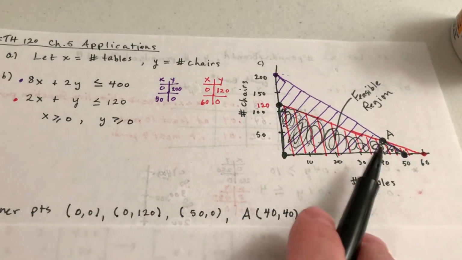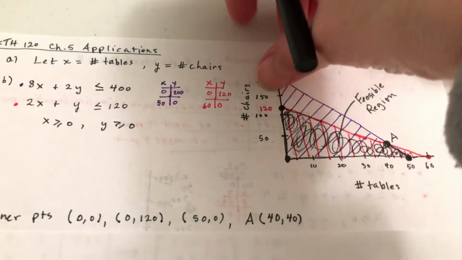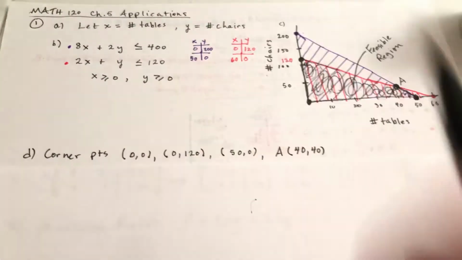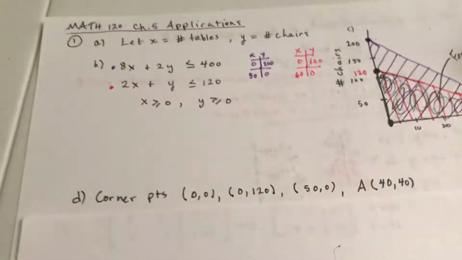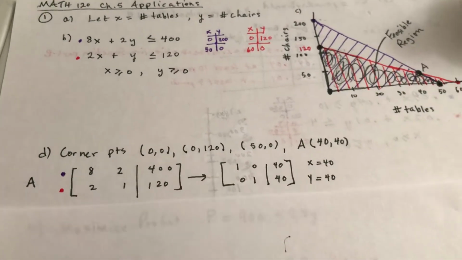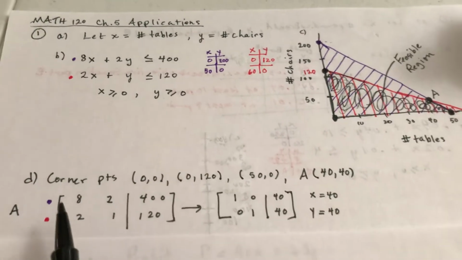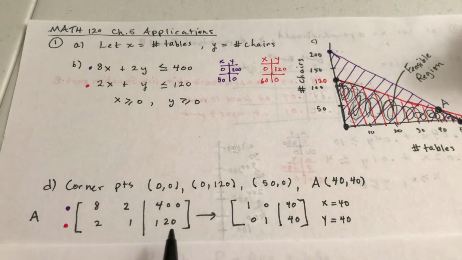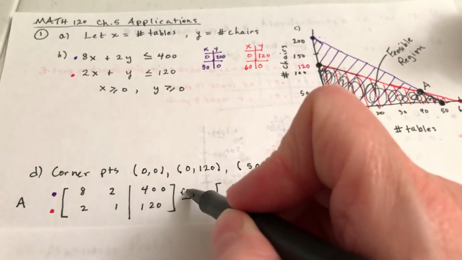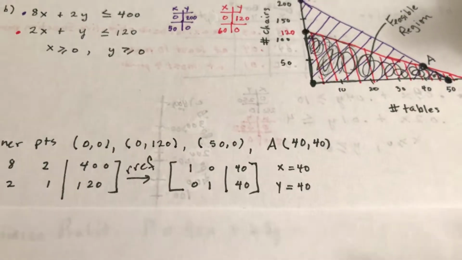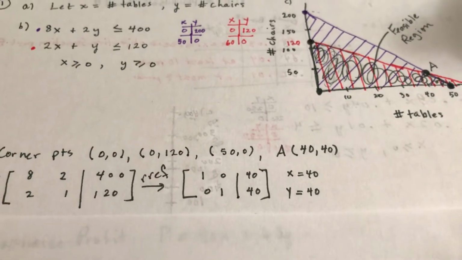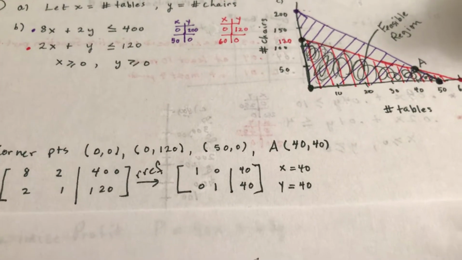And now A is 40, 40, but where did I get it? Remember that A is the intersection between the purple and the red line. It's the intersection of these two equalities, and I just use a matrix, and this is the RREF on the calculator, and I got 40, 40. So now I have my 4 corner points.